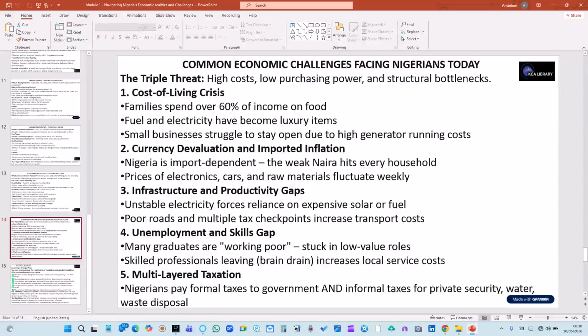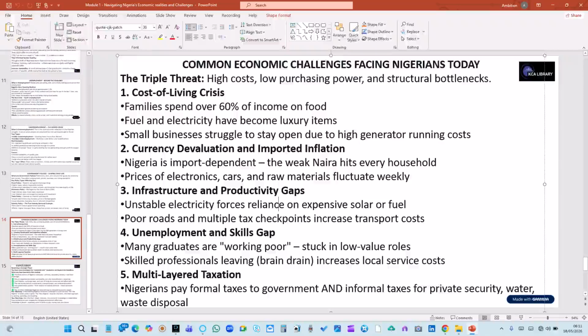Now we have currency devaluation and import inflation. Nigeria is most import dependent, so the weak naira hits every household. The prices of electronics, cars, and raw materials fluctuate every week. Now we have another common challenge, which is the infrastructure and productivity gap. There is unstable electricity, forcing reliance on expensive solar or fuel. Poor roads and multiple tax checkpoints increase transport costs.